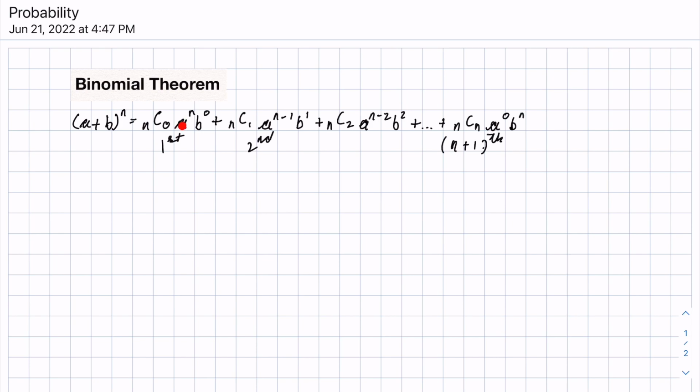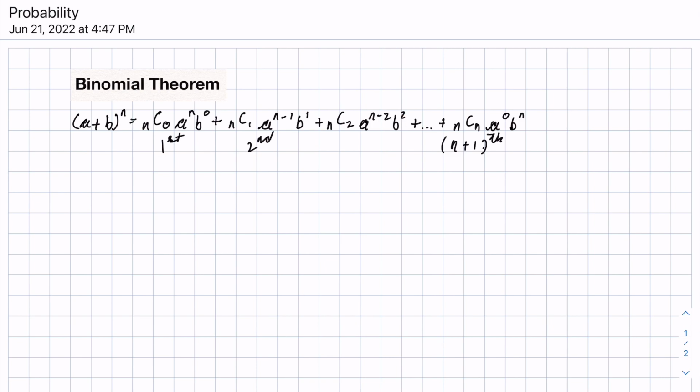And a is taken to the power of n minus the value you chose. The value here was 1, so it's n minus 1. The value here is 2, so it's n minus 2. And b is taken to the power of the value that you choose from. This is 0, so it will be taken to the power of 0. This is 1, so it's taken to the power of 1. This is 2, so it's taken to the power of 2.